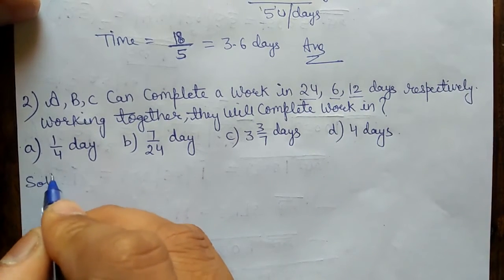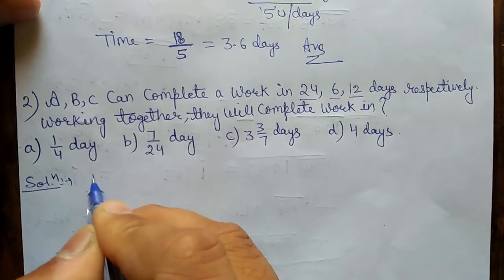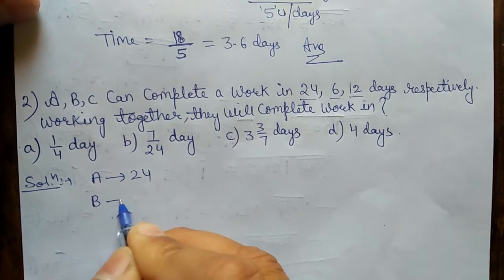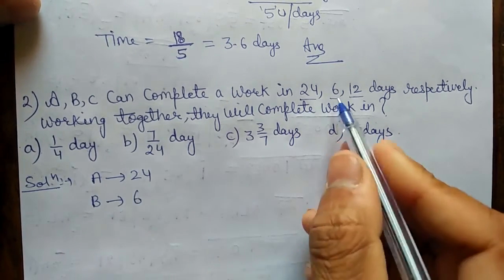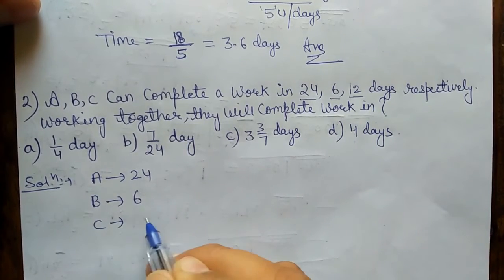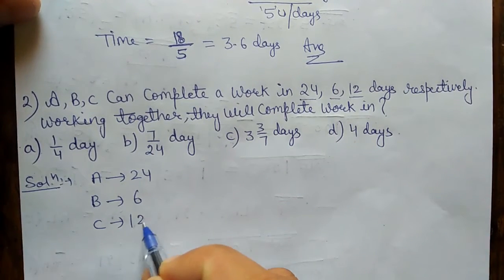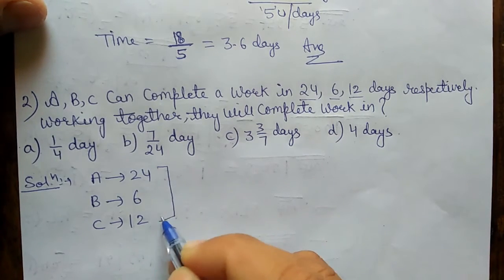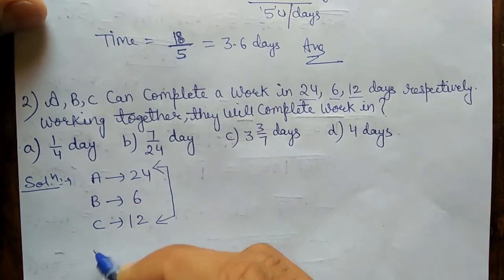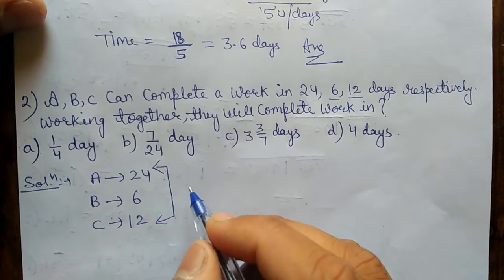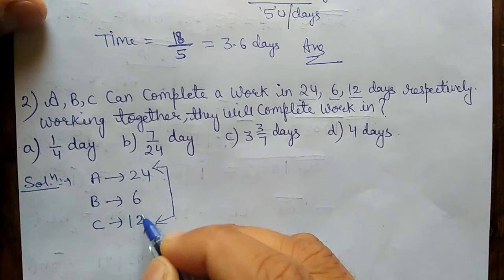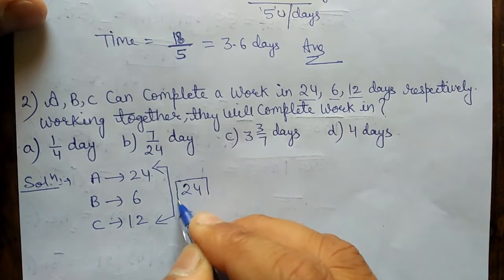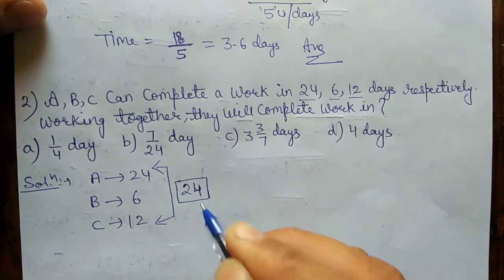So again, the same LCM method we will use. A is doing work in 24 days, B is doing work in 6 days, and C is doing it in 12 days. First of all, what I have told you, take the LCM of all, whatever is given, A, B, C, D, take the LCM. So the LCM of 24, 6 and 12 will be 24 only. That means assume the total work unit will be 24.